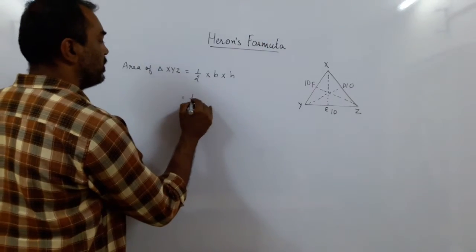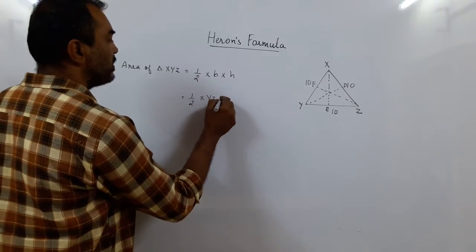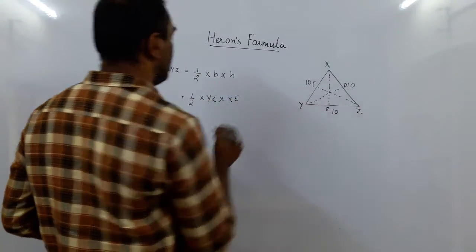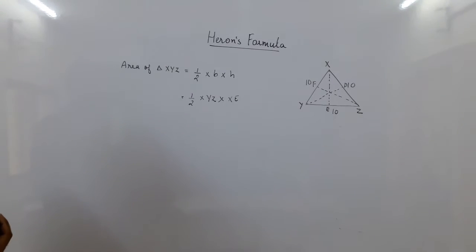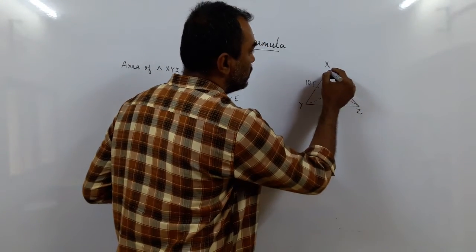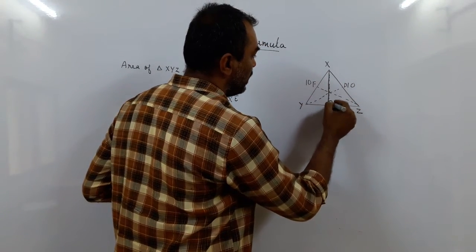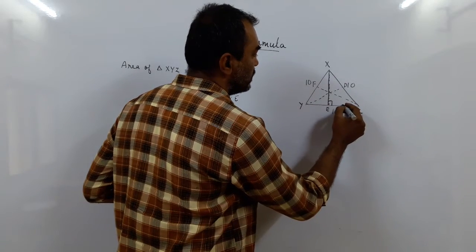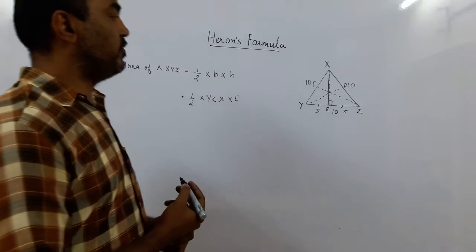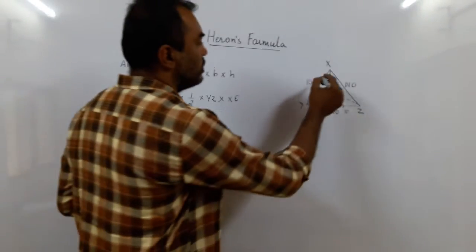So let us take YZ as the base, that is 10. If YZ is the base, XD will be the altitude. Now how do I find XD? So again Pythagoras theorem comes into use here. You can see here this triangle is equilateral, so this altitude divides this side into two equal parts. So this is 5 and this is 5. Both are 5. Now what is the Pythagoras theorem?